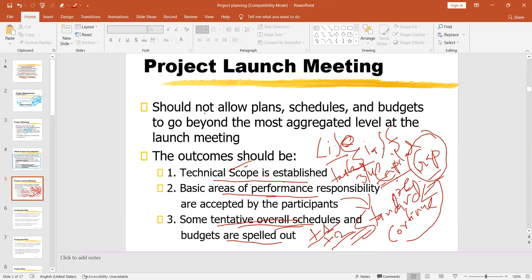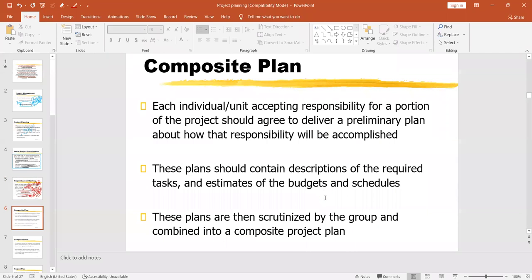Like if you have a renovation project of a classroom, you can't start electricity-related tasks before you build the building. You need to build the building where you have all the wiring system. Or if you call a painter first, he or she has to wait for a long time, because painting is the last job. So if you have a tentative overall schedule and budget spelled out, that will really guide you to go ahead as per your plan.